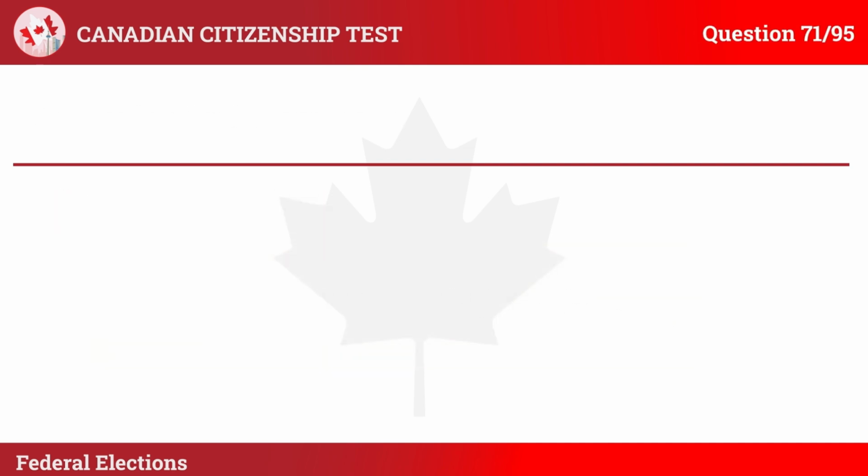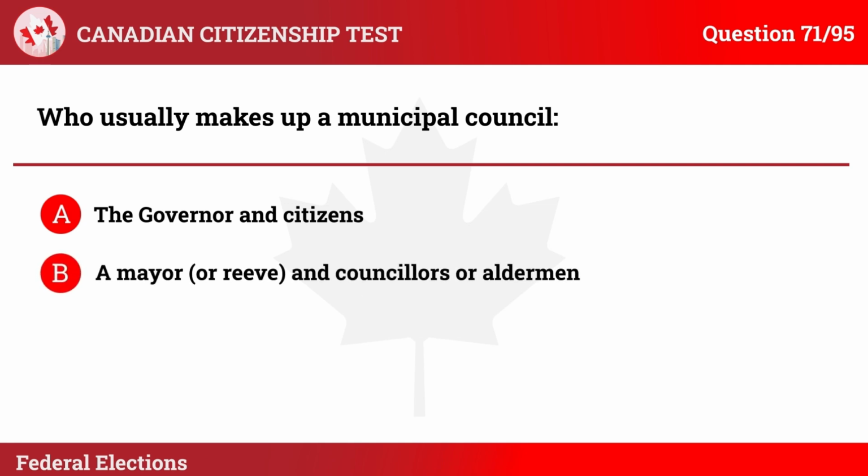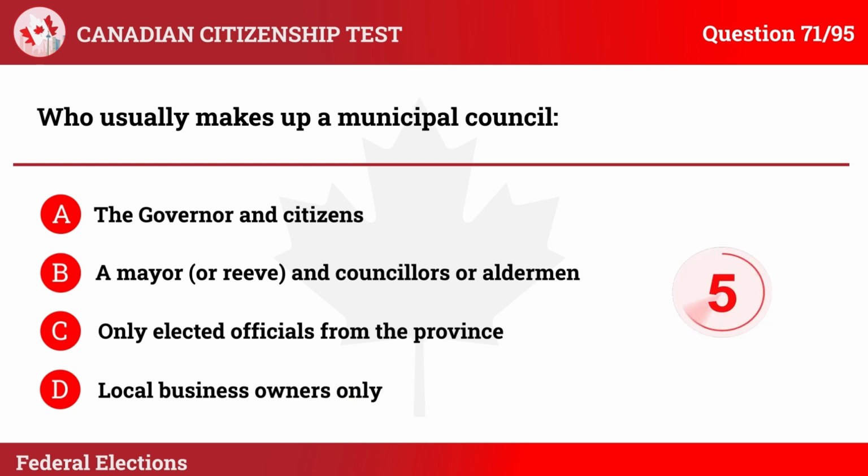Question 71. Who usually makes up a municipal council? A. the governor and citizens. B. a mayor or reeve and councillors or aldermen. C. only elected officials from the province. D. local business owners only.